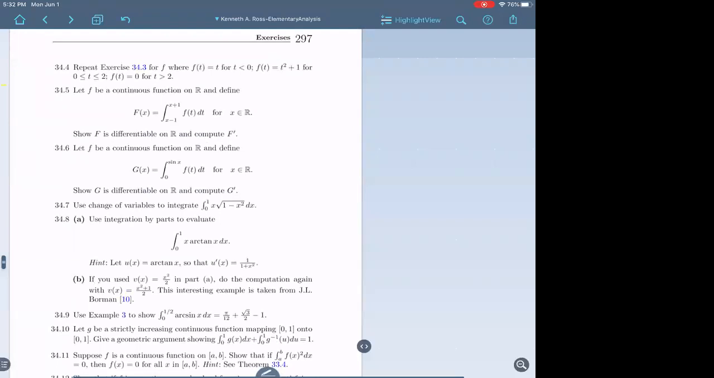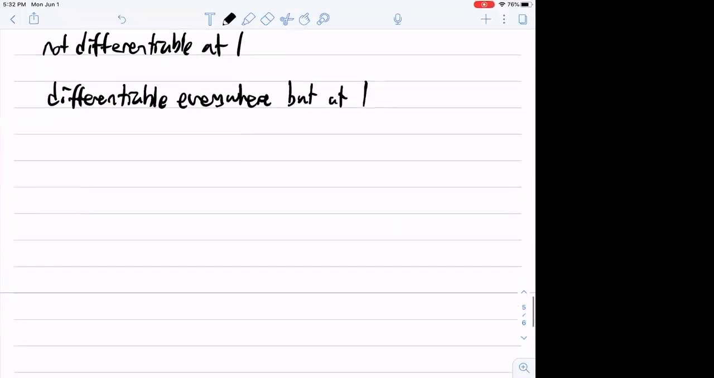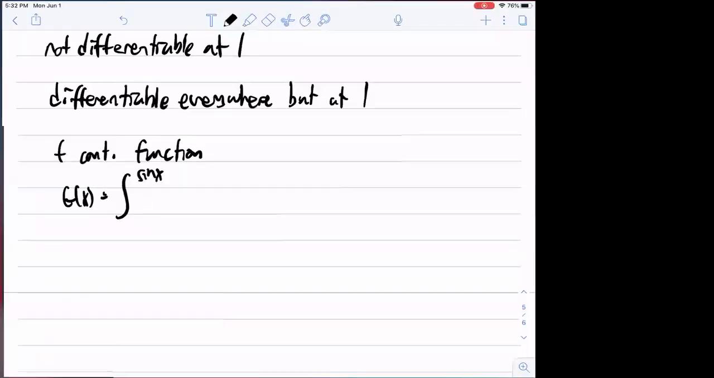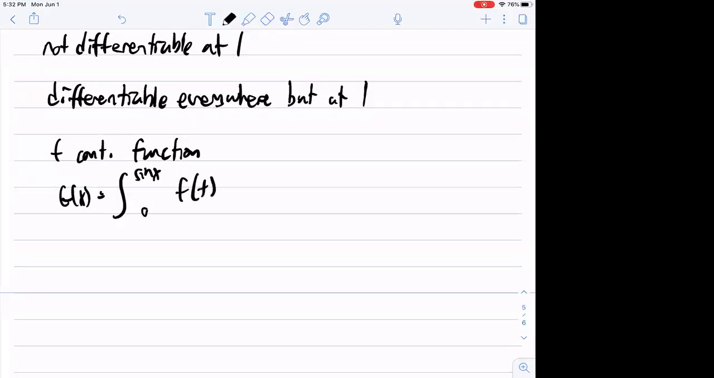So we have f continuous, and we need to show g is differentiable and compute g prime. This is not that bad. Let f be a continuous function, and g of x is the integral from 0 to sine x of f of t dt. Basically, show what g prime is.